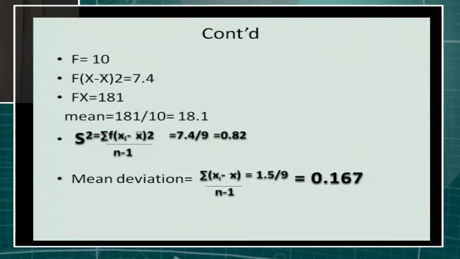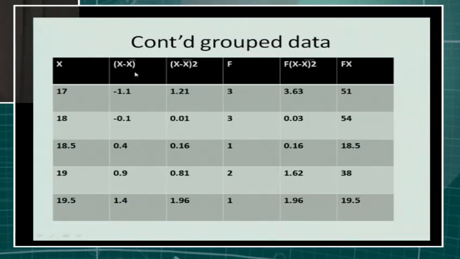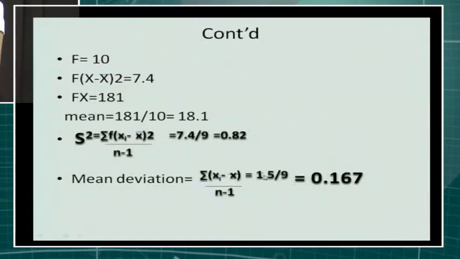How do I get the mean deviation? So that takes us to the second column that we have here, which is x minus x bar. So the total of this, 0.4, 0.9, 1.4, minus 1.1, minus 1.1, minus 0.1. All the total, we have it as 1.5. Then your n also is still n minus 1. Then 1.5 divided by 9 is equal to 0.167. That's your mean deviation.